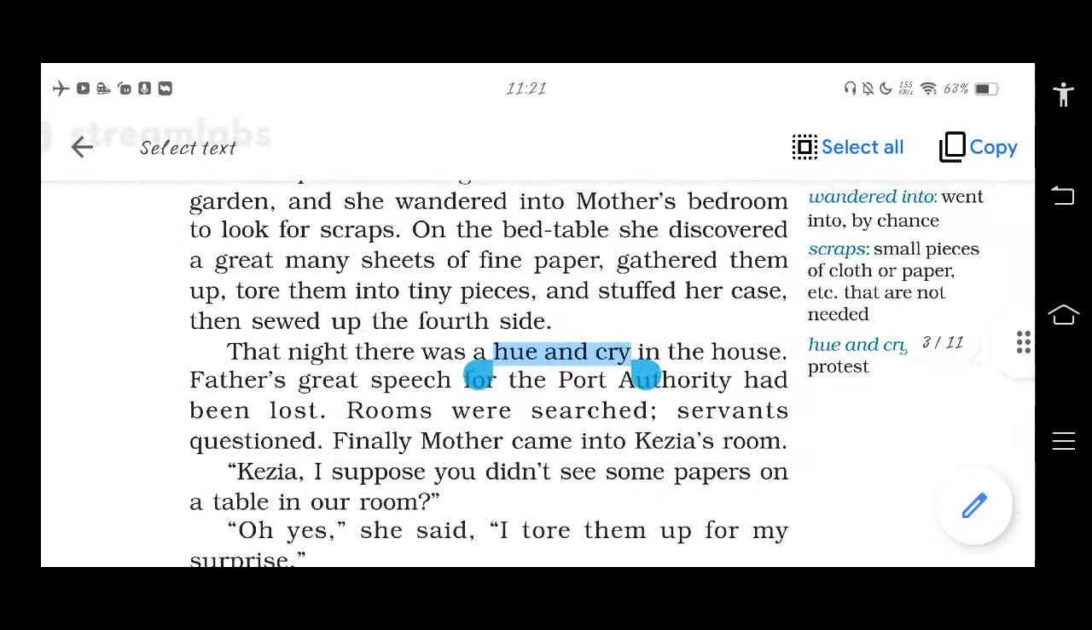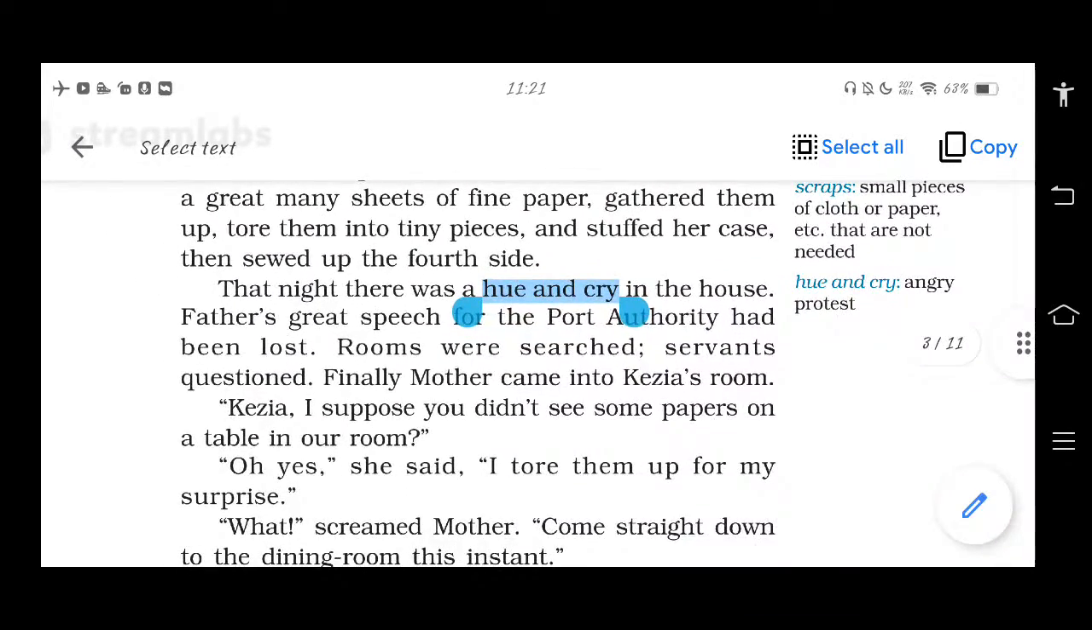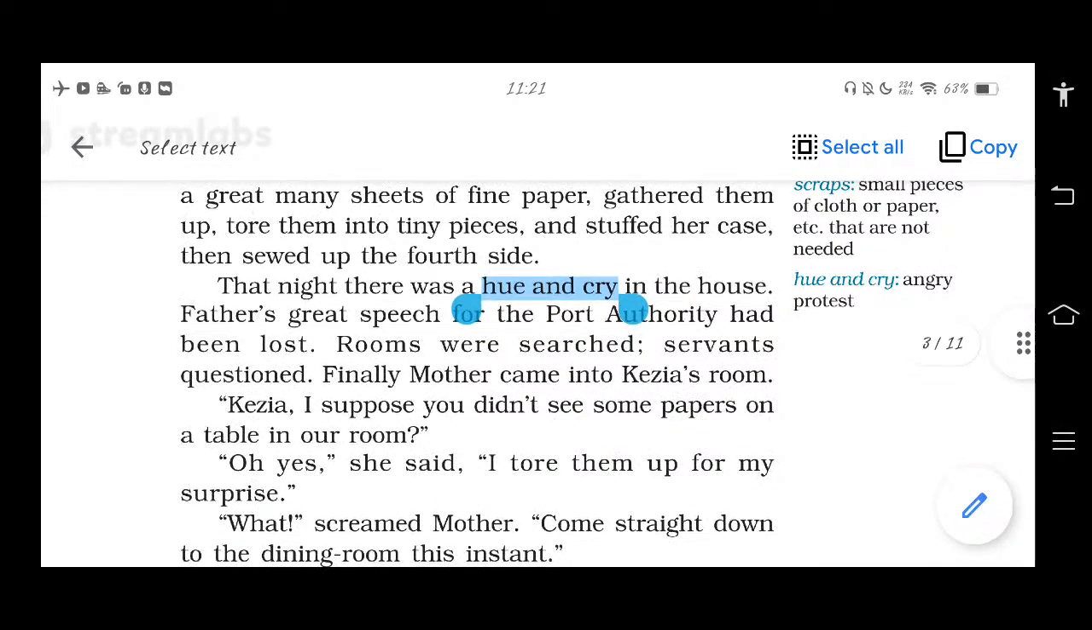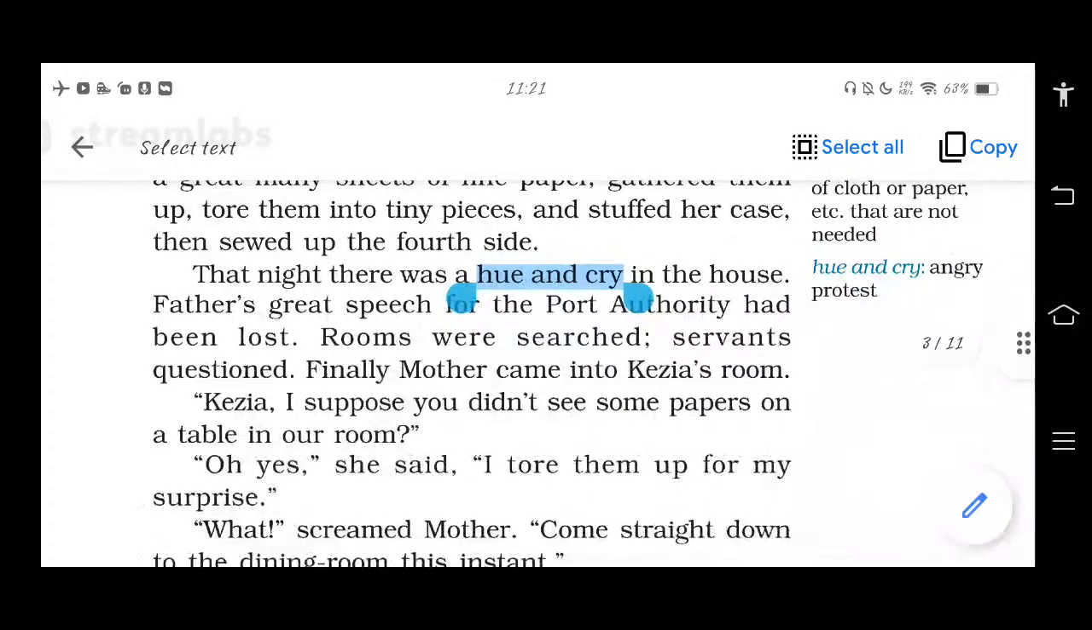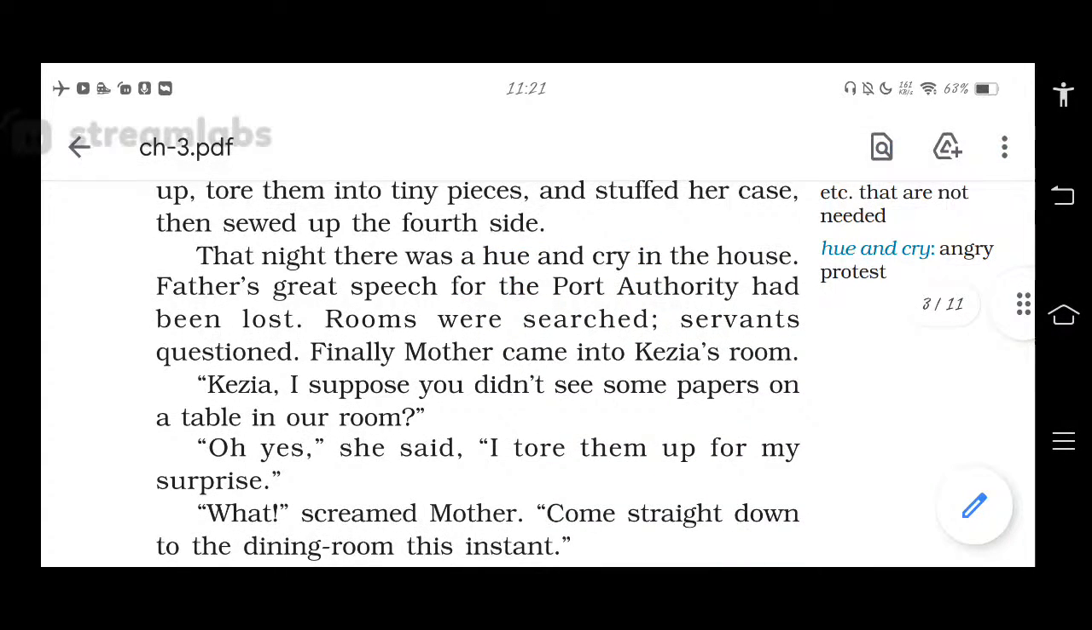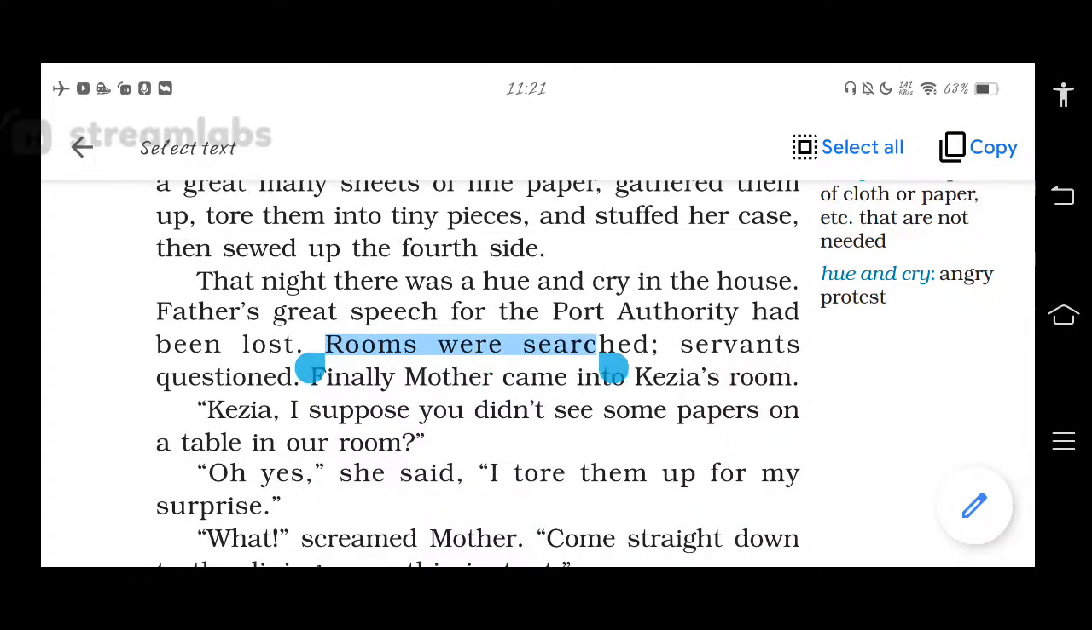So what is the meaning of hue? Angry or protest. Hue and cry means protest. Okay. The speech was for the Port Authority people, to represent before them. So that was lost. So rooms were searched. See, here rooms were searched. What happened to the rooms was mentioned over here.